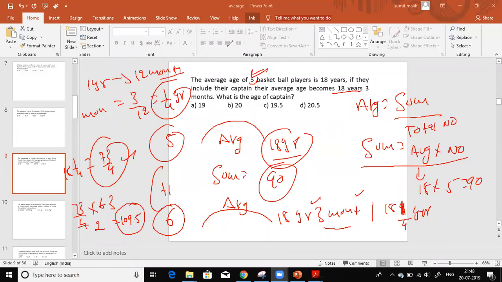Which part should I repeat? First look at, oh okay, I will repeat. So what is the age of the captain? Age of captain is equal to 109.5 minus 90. That will be equal to 19.5. That will be your answer. Okay, I am repeating once again.